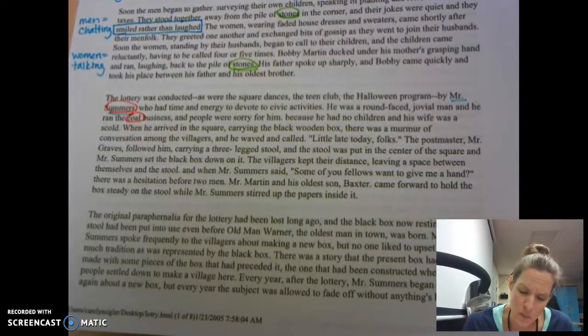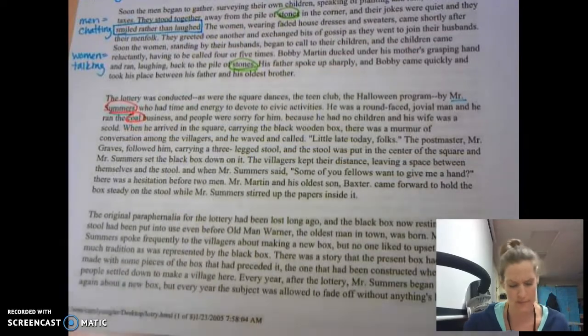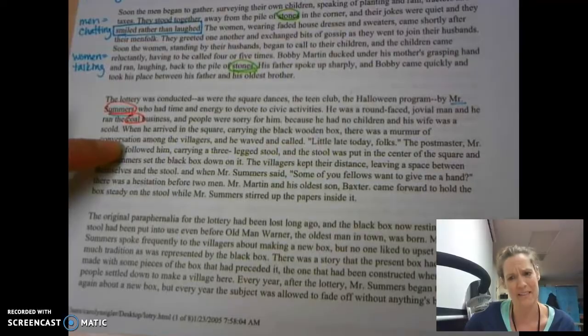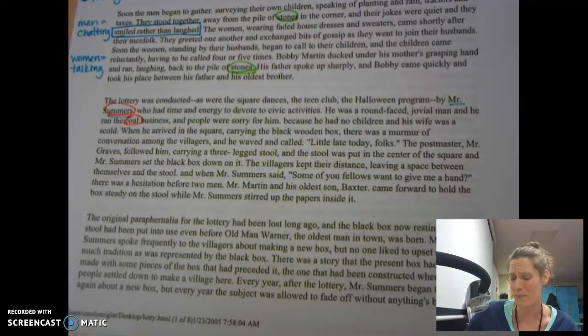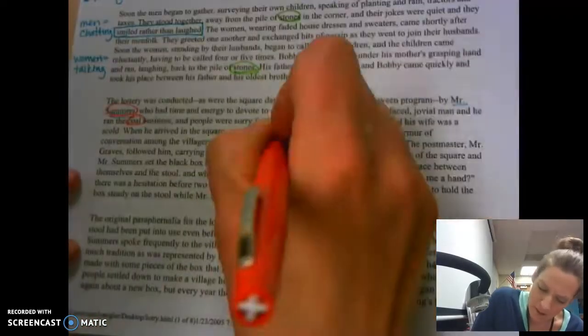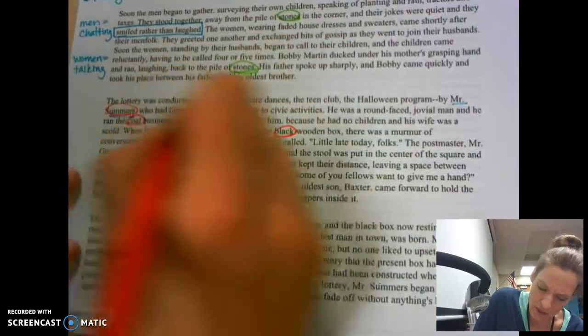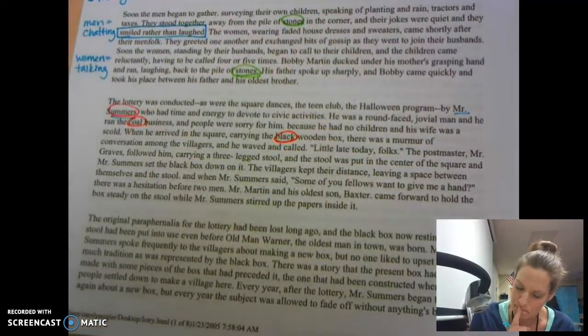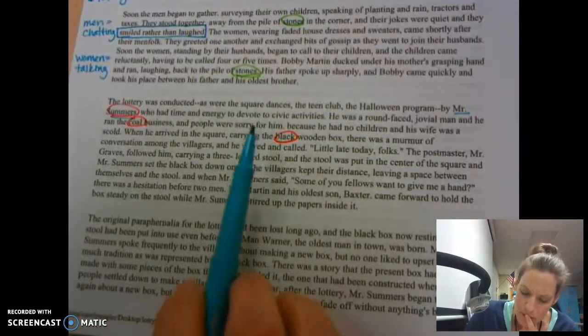"When he arrived in the square carrying the black wooden box," wait a minute. So we just talked about coal, and that's black. And now he also has a black wooden box. I think I'm going to circle that in case it means something. I don't know if it's coming back. I'm going to use the same color that I used for coal because both of them are black. And I wonder if, okay, let's keep going.